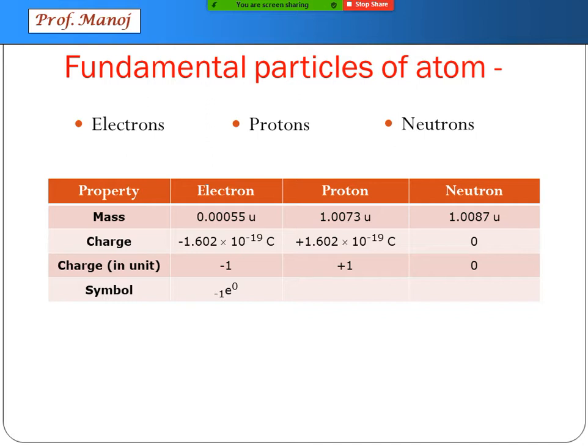Considering the charge and mass, the electron's symbol is written as minus 1 e 0, where minus 1 is the charge written at the bottom, and the index 0 is the approximated mass of the electron. Similarly, the proton's charge is plus 1, the symbol is p, and the mass is 1. The neutron's charge is 0 and its mass is approximated to 1. That is why it is written as 0 and 1. For most of the numerical problems and several other things, you must know all these values by heart.